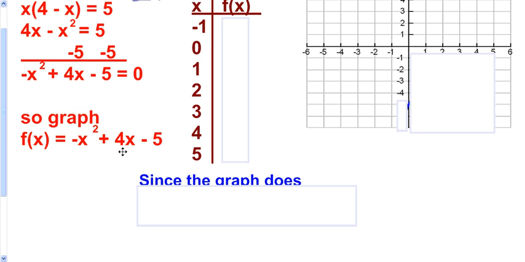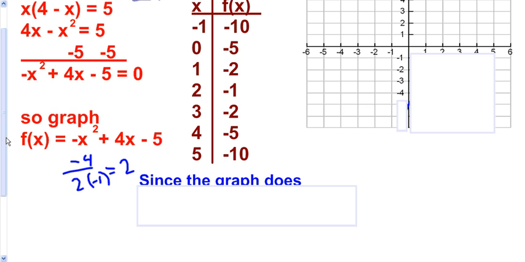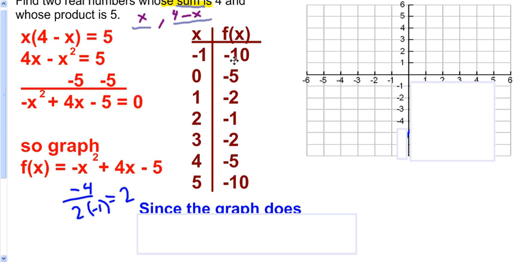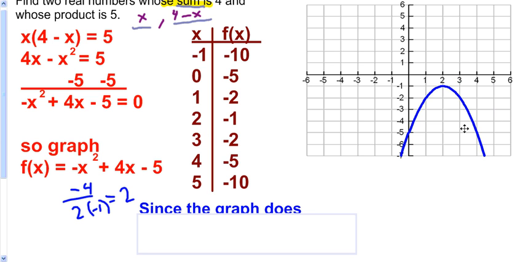Then you want to use the negative b over 2a, so the negative b over 2 times a, and so you get 2 again. So for your t-chart for graphing, you're going to put 2 in the middle, go 3 points on each side, plug these values into your function, and then plot your points. First one, left 1, down 10. Left 0, down 5. Right 1, down 2. Right 2, down 1. Right 3, down 2, and so on.